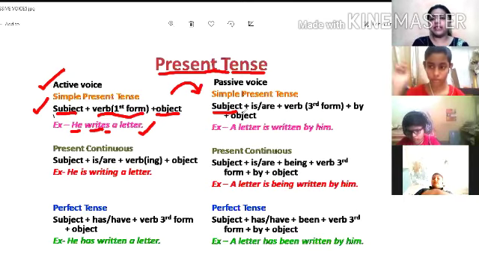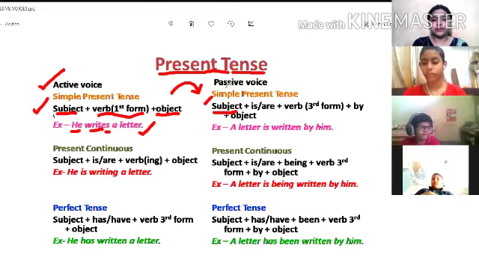So subject and then is or are, depending upon the number of the subject. If the subject is singular, we'll be using is, and if it is plural, we'll be using are. Next, we use the third form of verb. This first form of verb changes into third form of verb, the past participle. Then we add by, and then we write the object. Here, the object will be the subject which was there in the active voice.